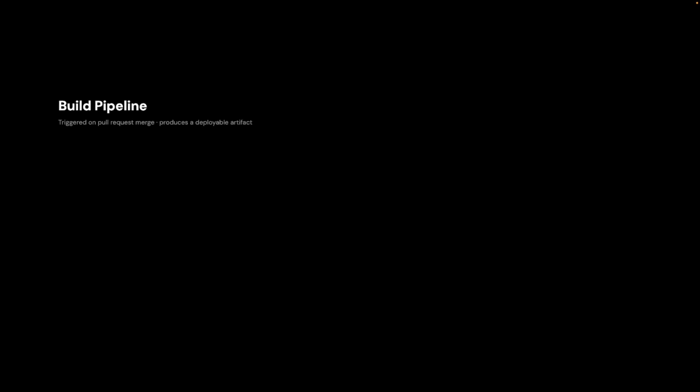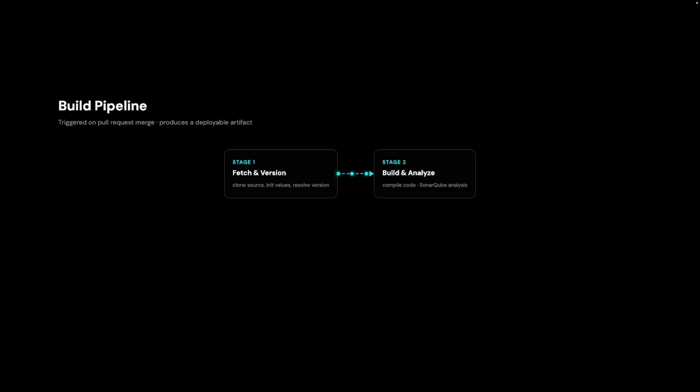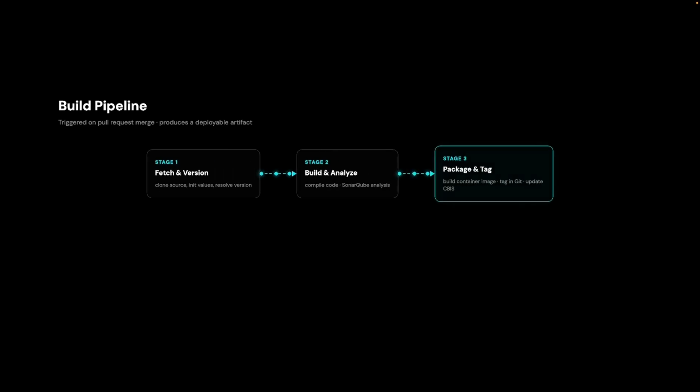The build pipeline runs when a pull request is merged. Its job is to take the reviewed code and turn it into a deployable artifact. It starts by fetching the source code, initializing values, and resolving the artifact version. Then the code is compiled and analyzed with SonarQube. The same analysis as in a review, but now against the merged state. Finally, a container image is built and pushed to the registry. The commit is tagged in Git, and the codebase image stream is updated, so the platform knows a new version is ready for deployment.